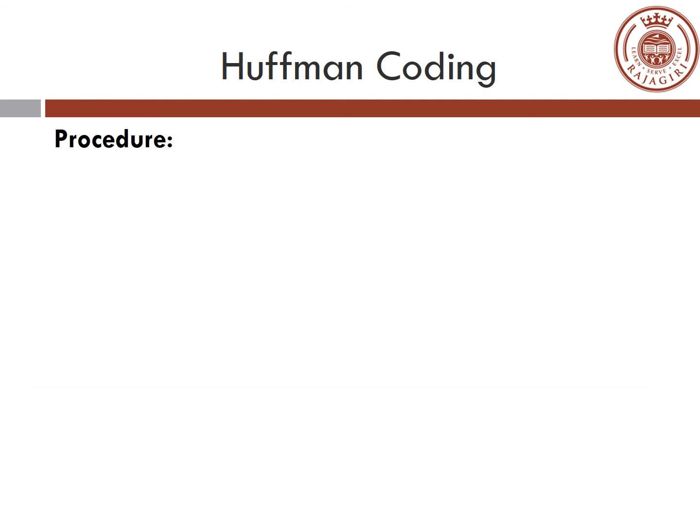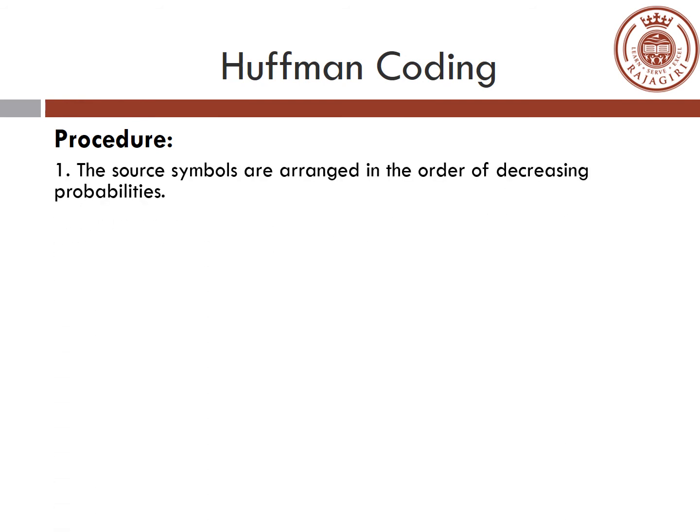Let's look into the second source encoding scheme, which is the Huffman coding. This is the most popular code as it produces optimal codes always. Let's look into the procedure of how to produce the Huffman codes. First, the source symbols are arranged in the order of decreasing probabilities, as we had done in the previous code also.